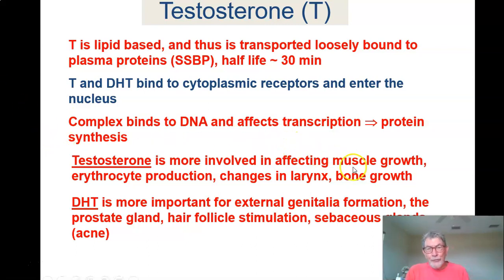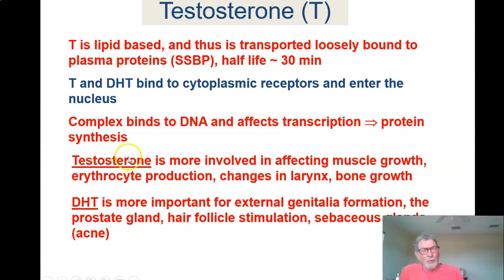Testosterone: muscle growth, making of extra red blood cells. Remember, males have more red blood cells than females. Changes in the larynx and your bone growth. You get bigger, heavier bones and a lower voice. Dihydrotestosterone is more important for the development of the external genitalia. So taking testosterone doesn't make you a guy hung like a horse. It is more likely to give him heart failure and cause a variety of other problems.